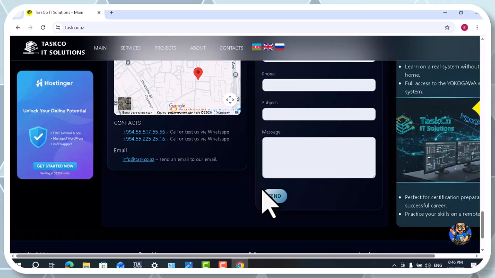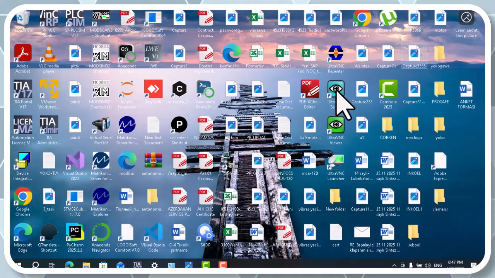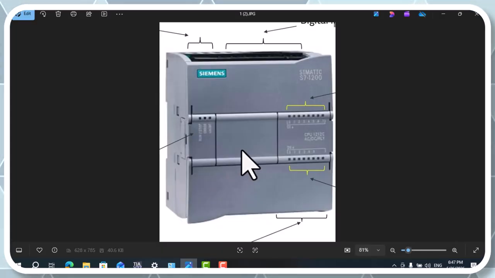So, my friends, before we start working with TIA Portal, I would like to spend some time talking about the main parts of a PLC. The reason is very simple. Many people see a PLC for the first time and immediately think it looks complicated, or maybe you already know some theory, but you are afraid to approach the PLC because you have never worked with one in real life.